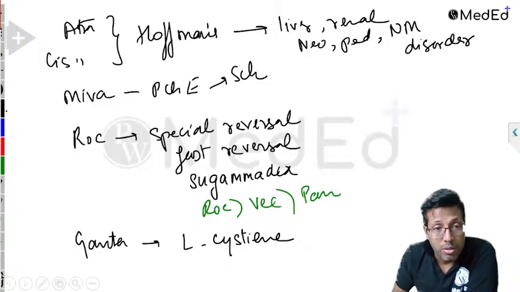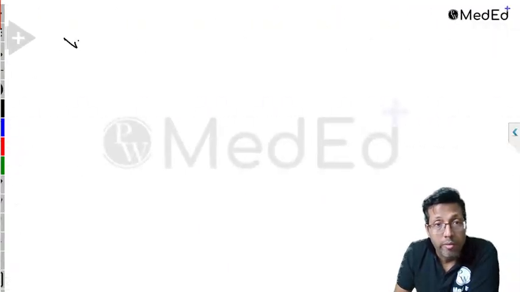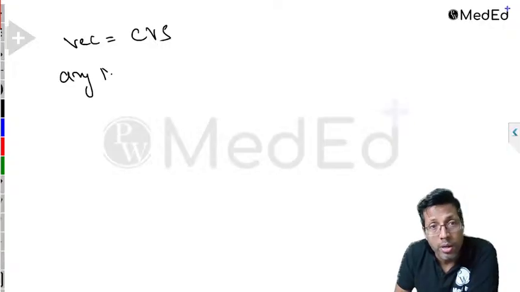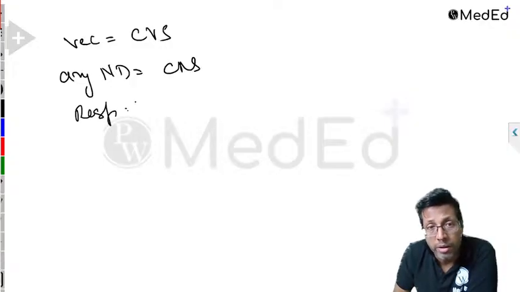For a cardiac patient, vecuronium is preferred for a CVS patient. Any non-depolarizing is used for a patient of CNS, right? And someone having a respiratory problem, right, respiratory disorder. In that case, you will have any drug without histamine release.